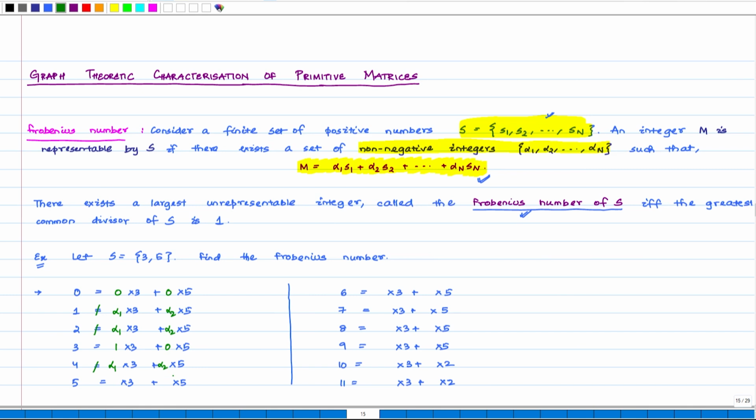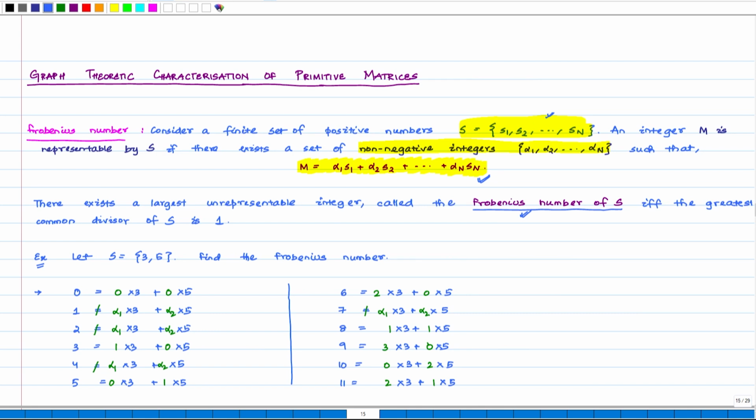The number 5 again is an easy one, and we can simply write this. Similarly, 6 can be written as this. 7 again cannot be represented. 8 can be represented as this. 9 again is an easy one. 10 also. And 11 is this, should be 5.